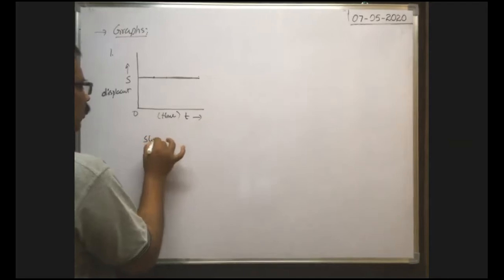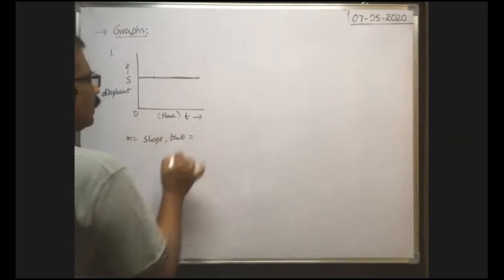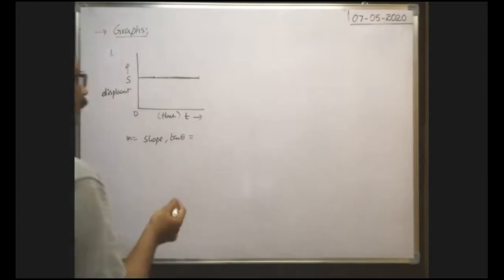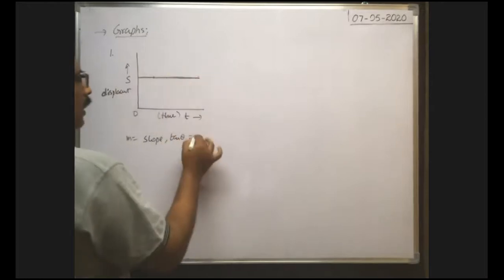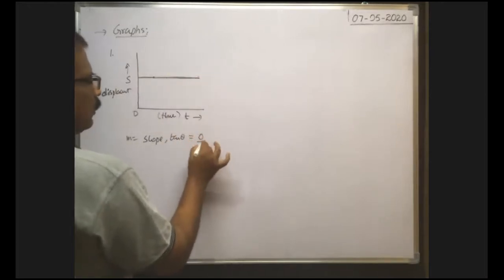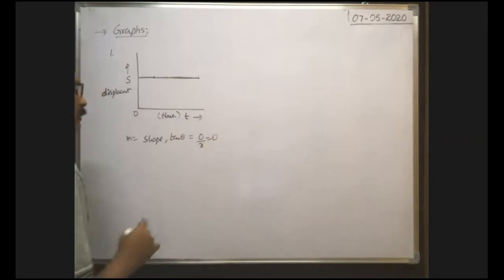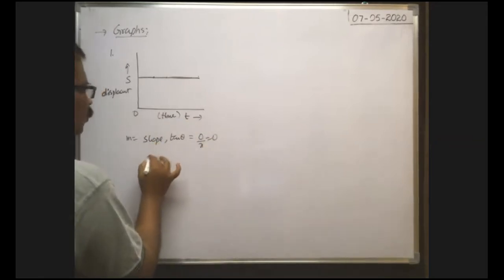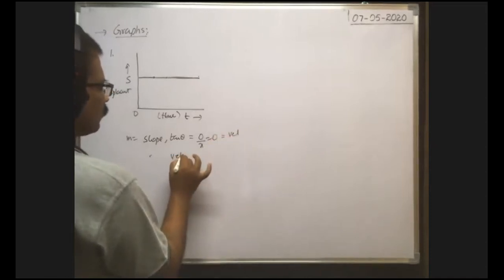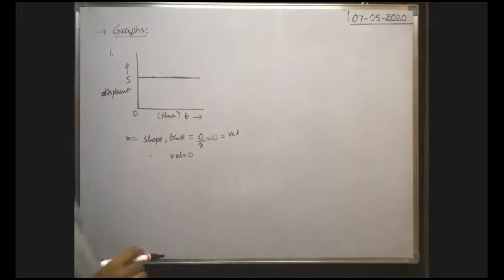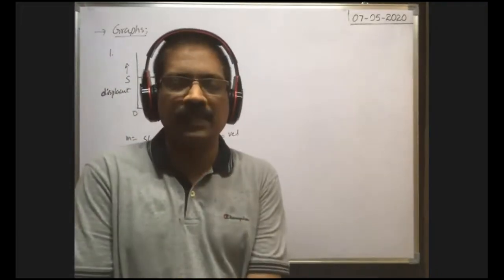Slope is equal to tan theta, or m, which is equal to opposite by adjacent. Opposite means there is no vertical distance, so 0 by something, 0 by x, equals 0. Therefore the slope is 0. Hence slope is equal to velocity, as we already know, so the velocity is equal to 0. This represents that the body is at rest.